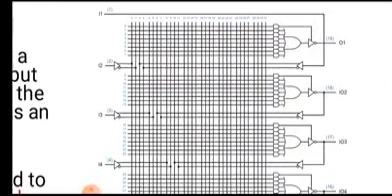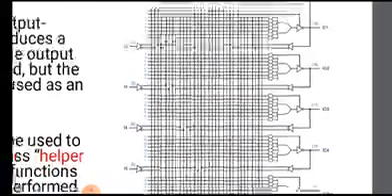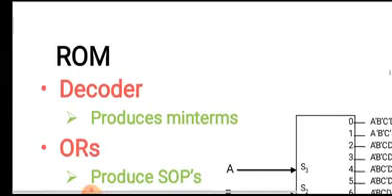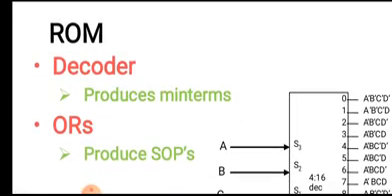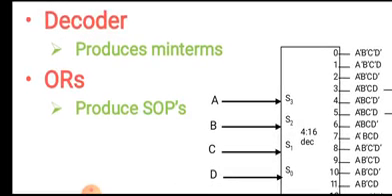This combination can demonstrate all the helper terms by which you can easily understand the input and output terminals. Okay, so ROM we can implement with the help of a decoder. The decoder produces the minterms and the OR gate produces the sum of products.